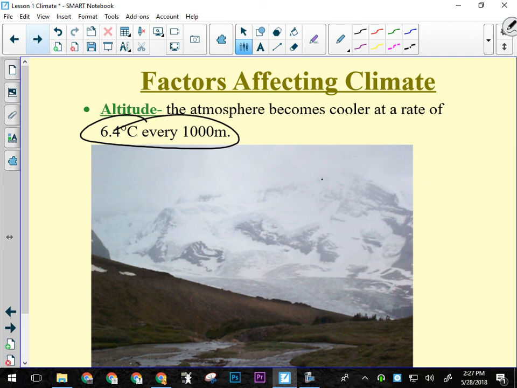All right, so altitude, like we say, has a big effect on temperature, some effect on precipitation, and an effect on wind, but no effect on energy.